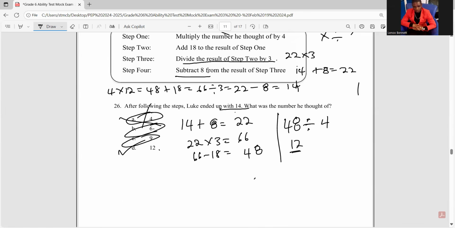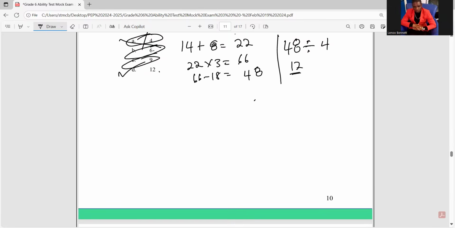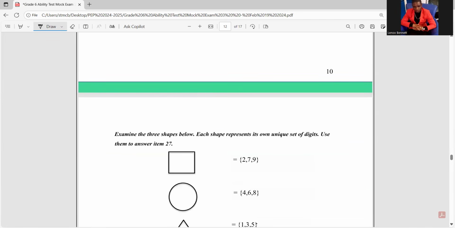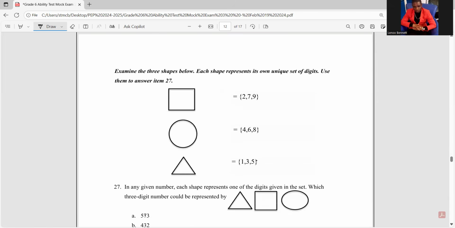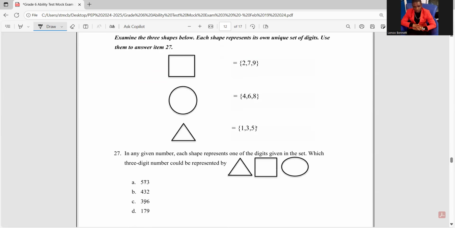Algebra is a part of your syllabus. I did that with Deandra the other day, and she did very well. So, yeah, looking forward to those kind of things with you guys. All right? Next one, guys.